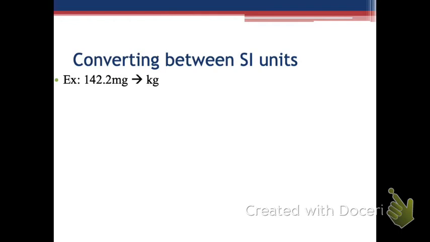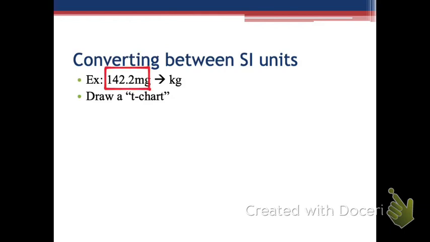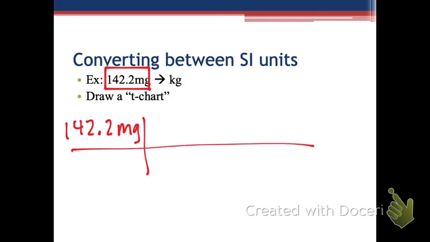Okay, so let's say I want to convert from milligrams to kilograms. Milligrams to kilograms. Okay, we're going to draw what's called a T-chart. That's how we do conversions, is with a T-chart. Okay, and we always start our T-chart with what we know. You're going to hear me say that a lot. We're going to start our chart with what we know. So we go 142.2 milligrams, and we draw like a sideways T here.